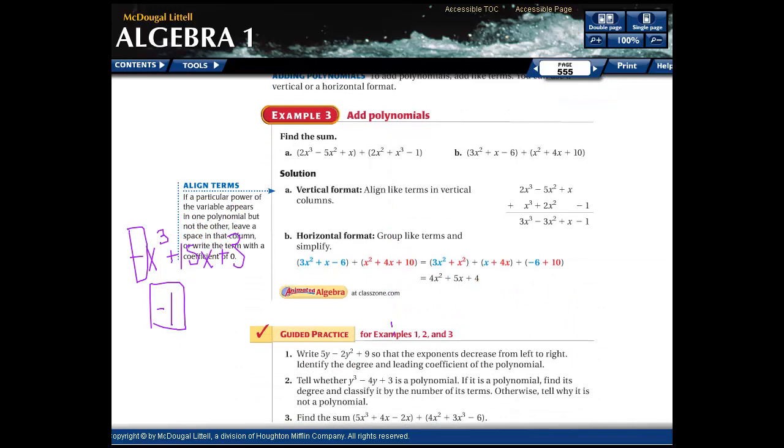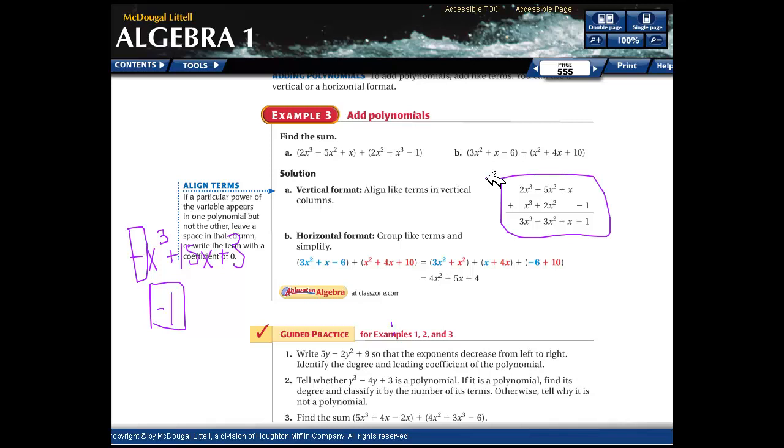Example 3, adding polynomials. This is nothing more than adding like terms; things that can be added should be added. They talk about a vertical format and a horizontal format. To me this looks like something back in 5th grade, when you line things up and add them up and down. A lot of times in algebra we do things horizontally. This is how you will see me do it, partially because that's how I learned it, but to me that's just the way it makes more sense. But feel free to add them vertically or horizontally, whichever you want.